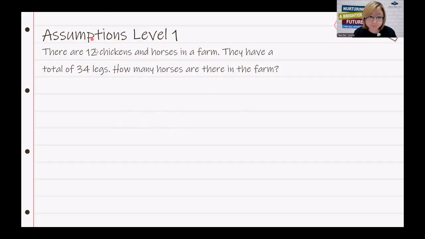Okay, so look at the information. 12 chickens and horses. We don't know how many are chickens. We don't know how many are horses. We do know that they have a total of 34 legs. What else do we know?